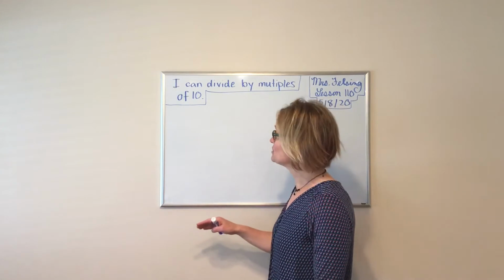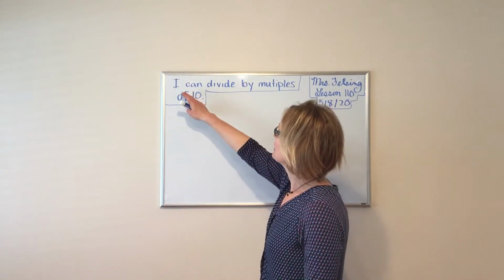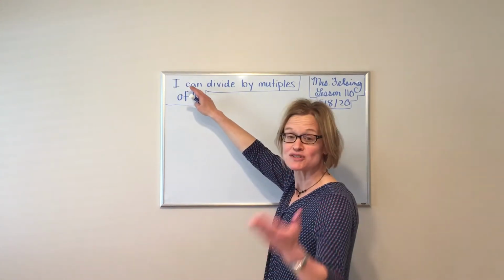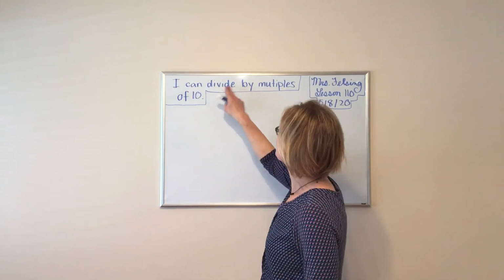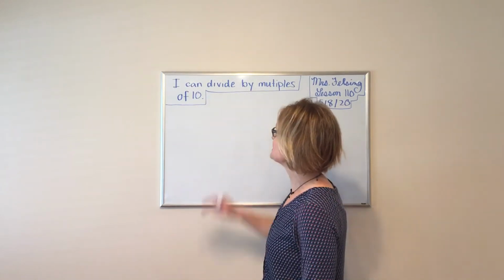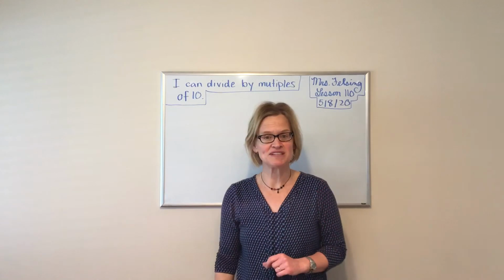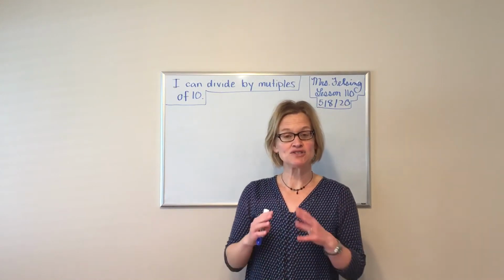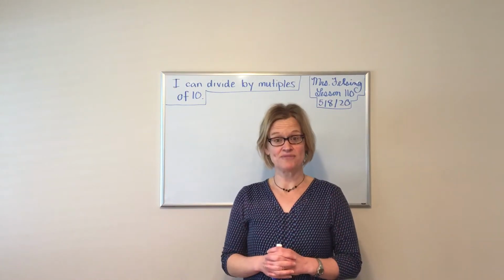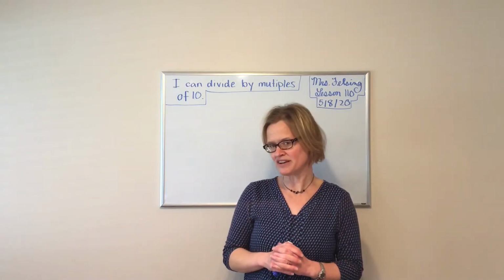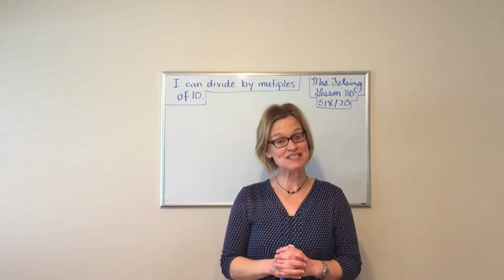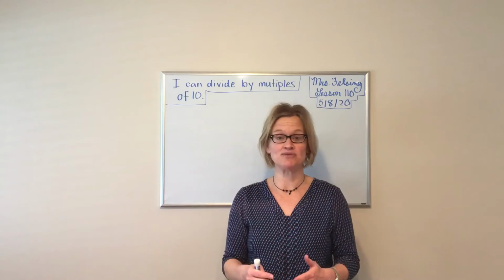Today, you are going to learn our I can statement, meaning this is what you're going to learn to do. I can divide by multiples of 10. So we are going to be dividing by two-digit numbers ending with a 0. And I'm going to show you a little trick of how to do it, which will make it a lot easier. So we're going to get right into it today.